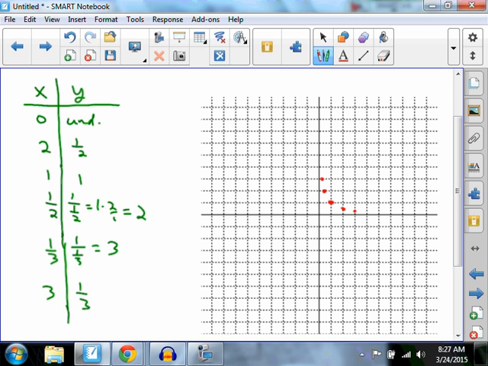So this is very difficult to sketch. I'm going to try my best. So we get that, right? It kind of looks like what's it look like? A quarter pipe?